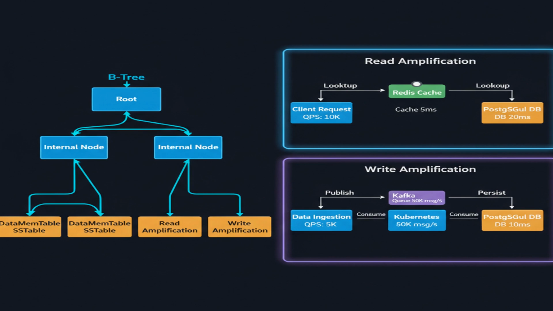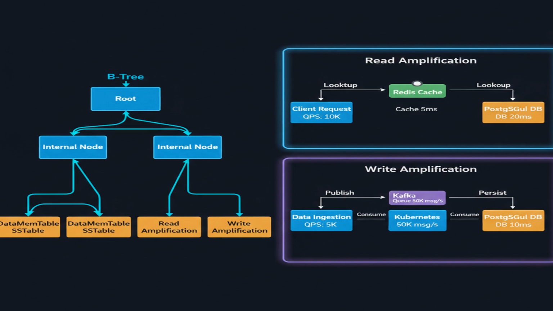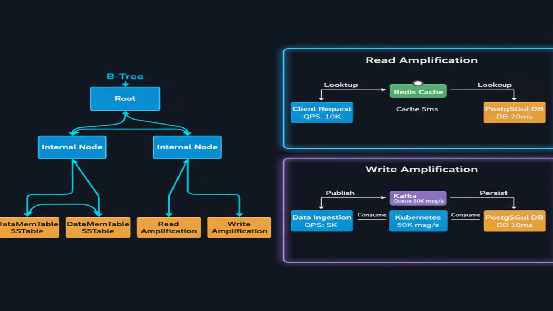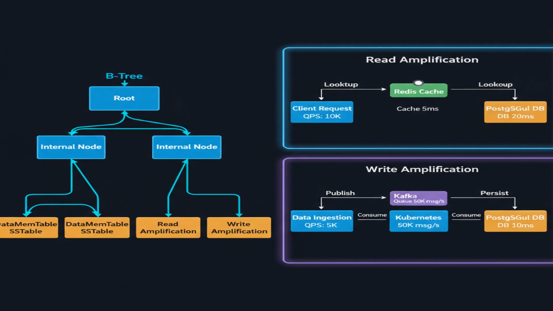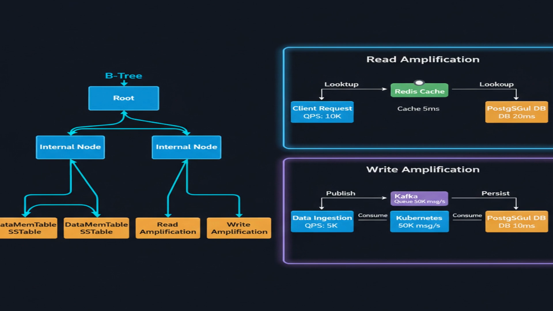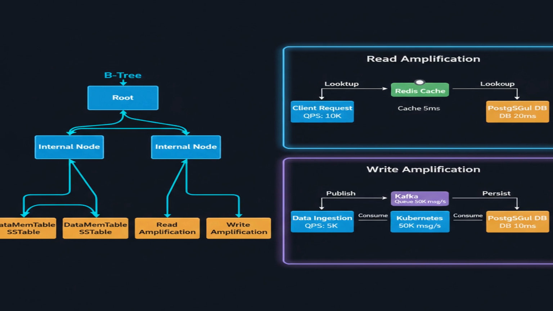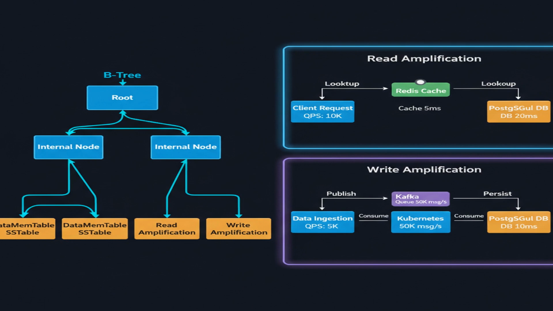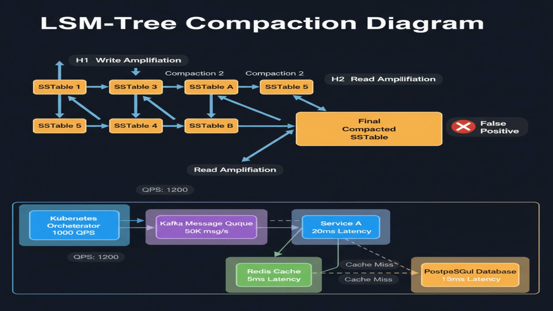Now consider LSM-Trees. An LSM-Tree, log-structured merge tree, is a data structure that stores data in sorted files called SSTables, sorted string tables. Writes are initially buffered in memory in a memtable, then periodically flushed to disk as SSTables. This makes writes very fast. The trade-off is that reads can be slower, as they may require checking multiple SSTables. Most candidates stop here, but the key insight is understanding the read-write amplification trade-offs.